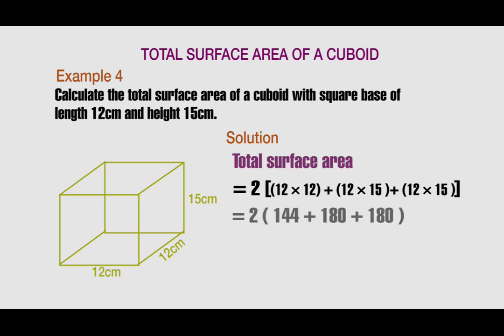And that will give us 2 multiplied by (144 plus 180 plus 180). If we simplify that, then we have 1008 centimeters squared. That was very good. Let's look at another example.